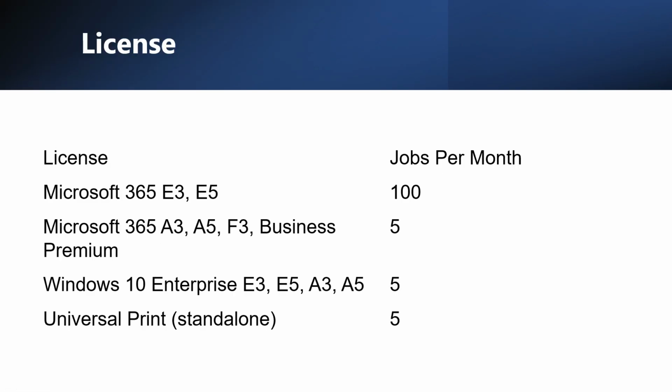So licensing per job. Microsoft 365 E3 and E5, you have 100 jobs per month. Microsoft 365 A3, A5, F3, Business Premium, 5 jobs per month. Windows 10 Enterprise E3, E5, A3, and A5, 5. Universal Print alone is 5.